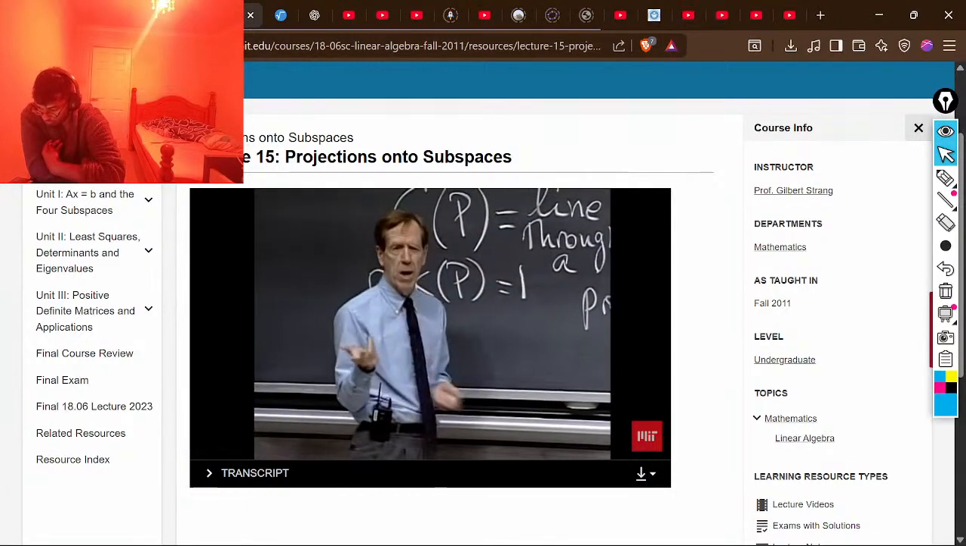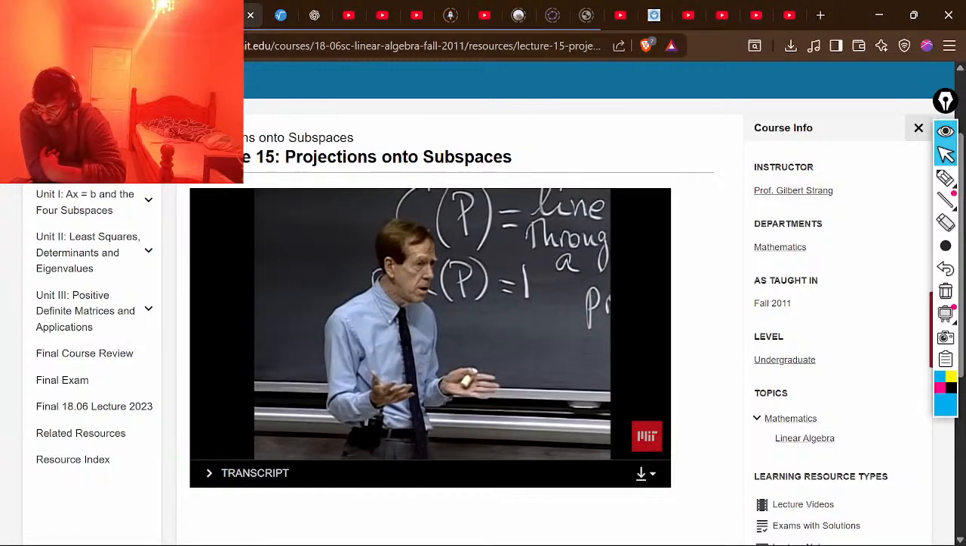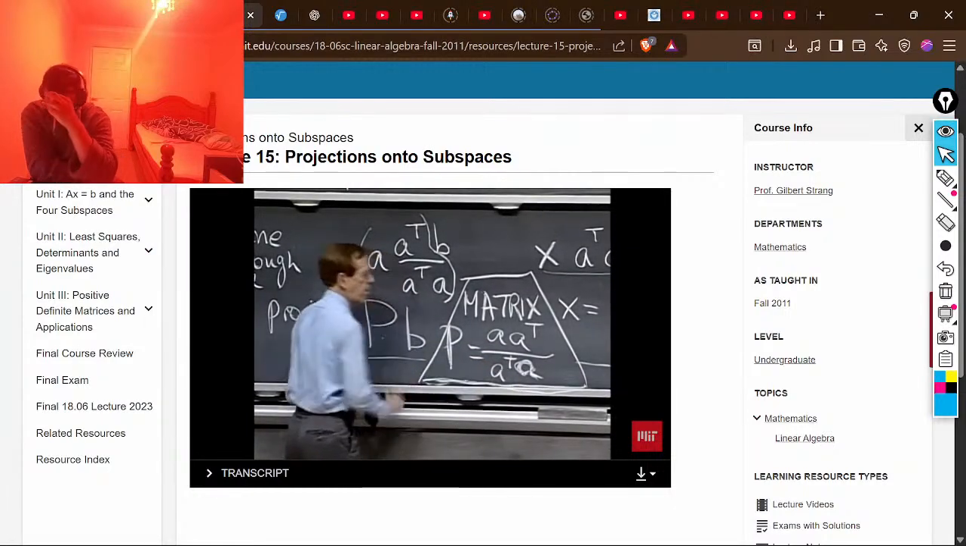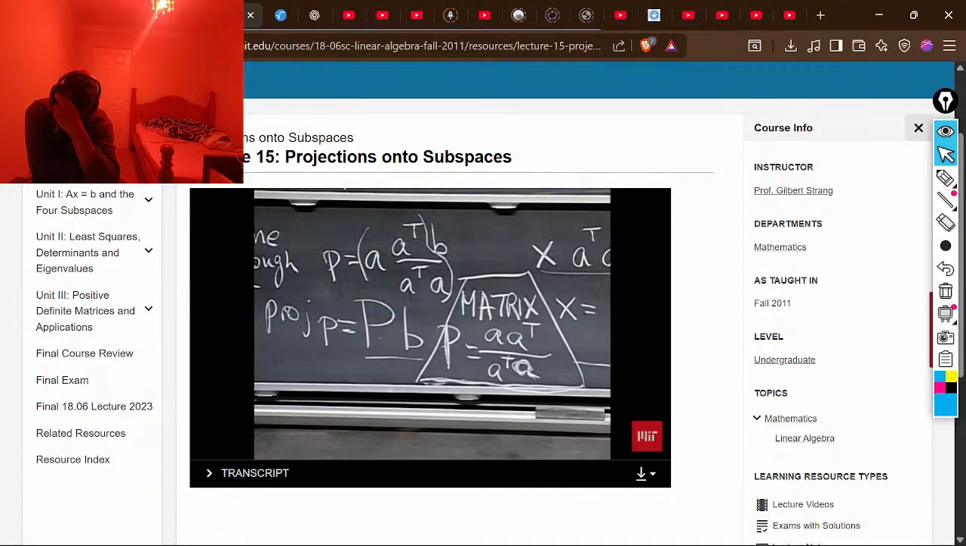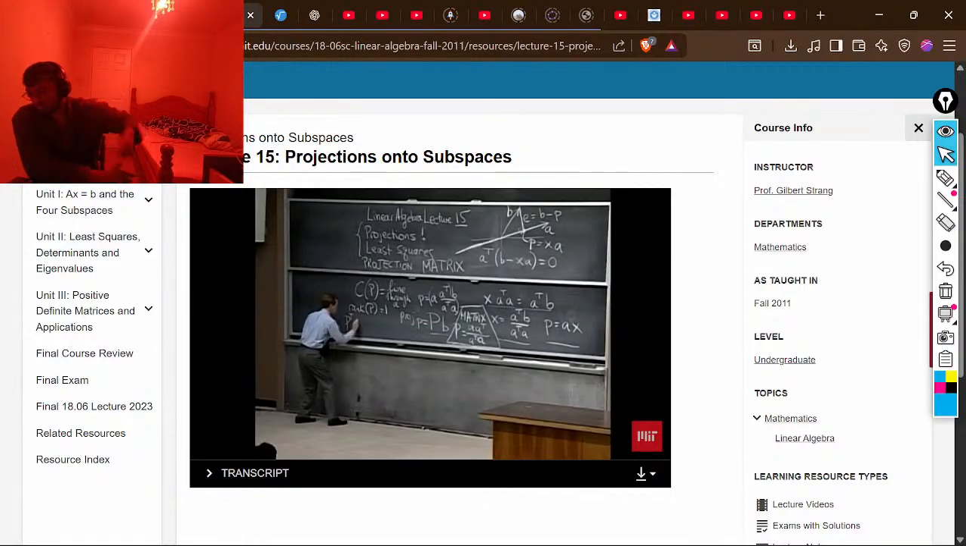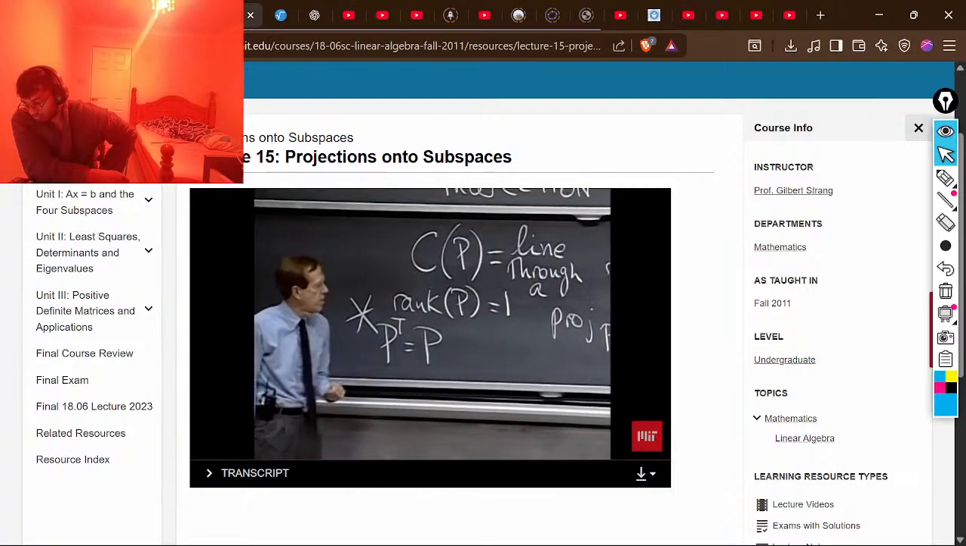First of all, is the matrix symmetric? That's a natural question for matrices. And the answer is yes. If I take the transpose of this, there's a number down there. The transpose of A transpose is A transpose. So P is symmetric. P transpose equals P. So that's a property, that the projection matrix is symmetric.